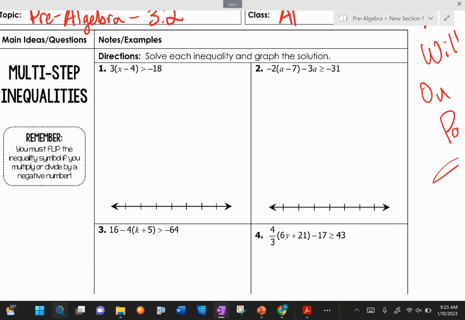What I can tell you is that you definitely 100% will have a quiz over solving one-step and multi-step inequalities on Thursday. So this Thursday, just a quiz. It'll be short, but it'll tell me where you're at.